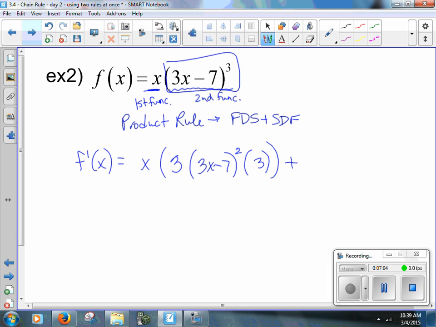Plus, what's the second function? Oh, see, this is the part we might forget. Don't forget about that plus. The second function is that quantity to the third power, isn't it? What's the derivative of the first? 1, that's right. Can we clean that up? Yes, okay, be very careful. Here we go.